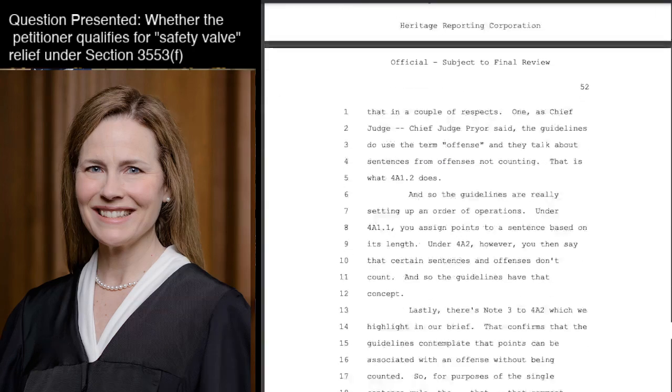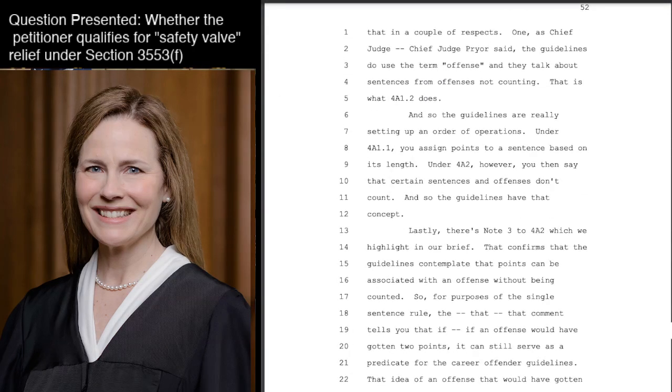The guidelines are consistent with that in a couple of respects. One, as Chief Judge Pryor said, the guidelines do use the term offense, and they talk about sentences from offenses not counting. That is what 4A1.2 does. And so the guidelines are really setting up an order of operations. Under 4A1.1, you assign points to a sentence based on its length. Under 4A2, however, you then say that certain sentences and offenses don't count. And so the guidelines have that concept.